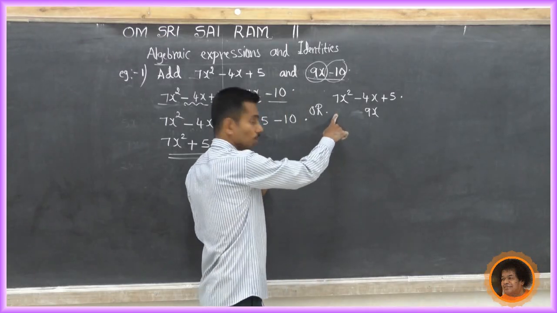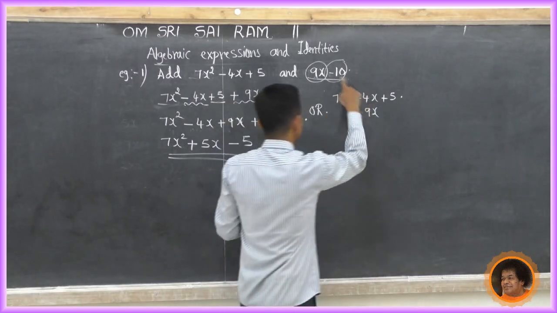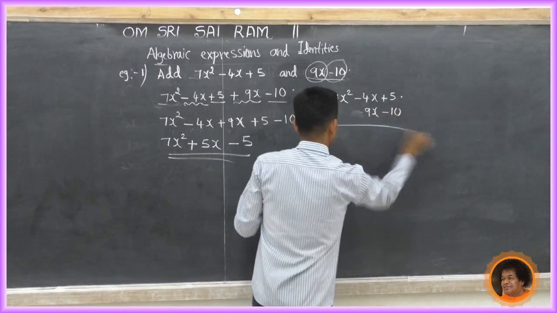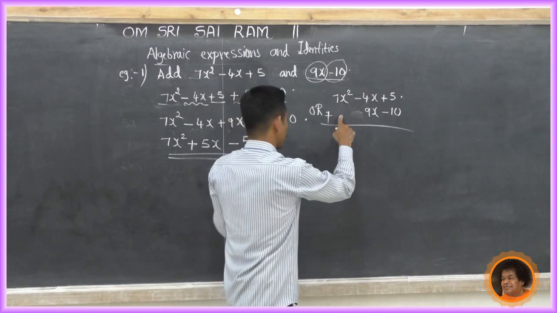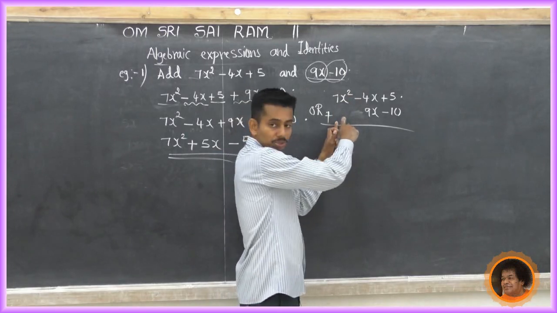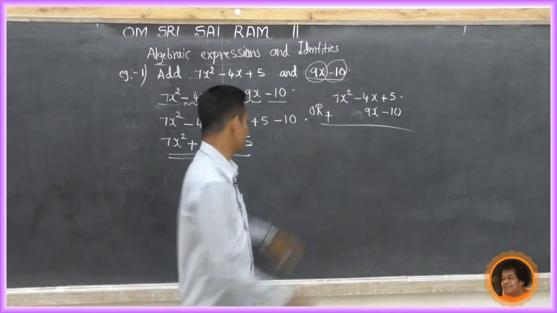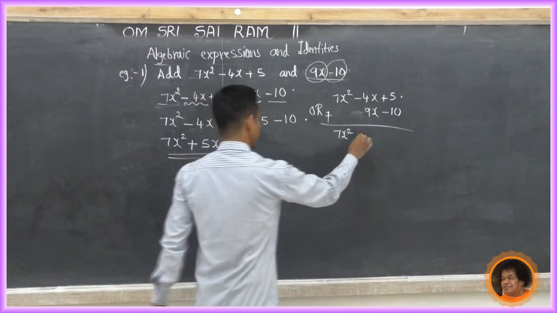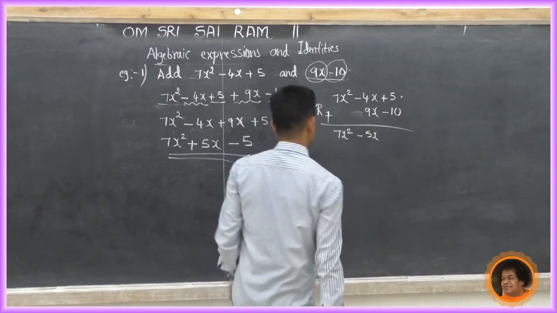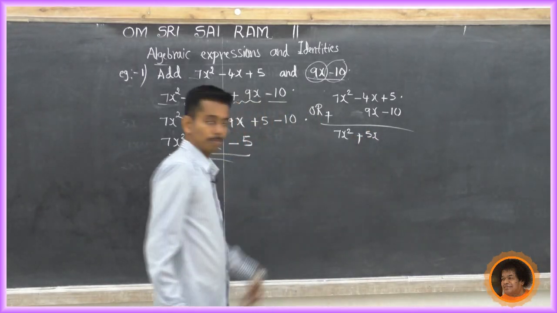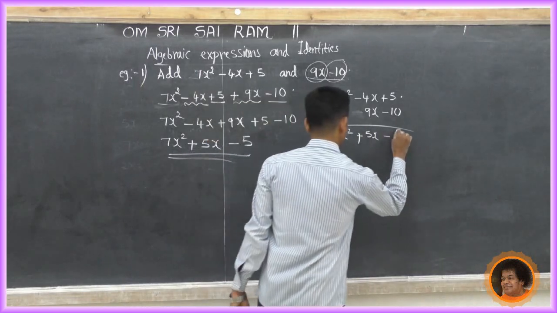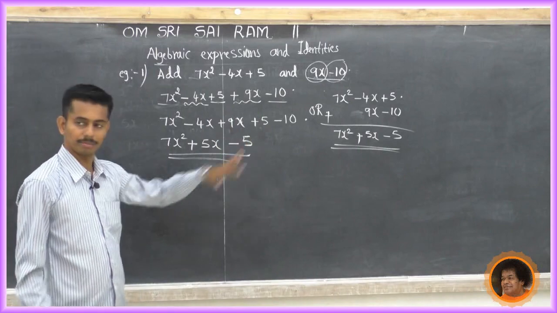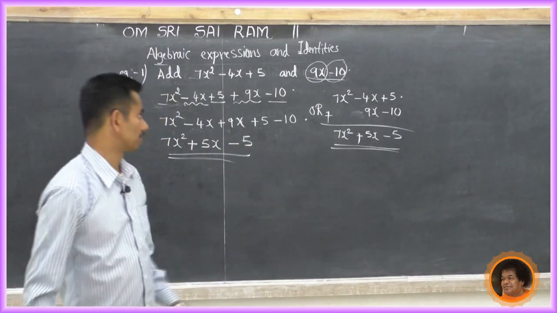Can I write it here? No, because they are not like terms. Where is the like term to this? Plus 5 is a like term. So below the plus 5, write minus 10. Now add. 7x squared plus 0, there is no term below it, so 7x squared plus 0 equals 7x squared. Now minus 4x plus 9x, what do we get? Plus 5x. Plus 5 and minus 10, what do we get? Minus 5. So this is the answer for this question. These are the two methods. The answer is the same, but these are different methods.